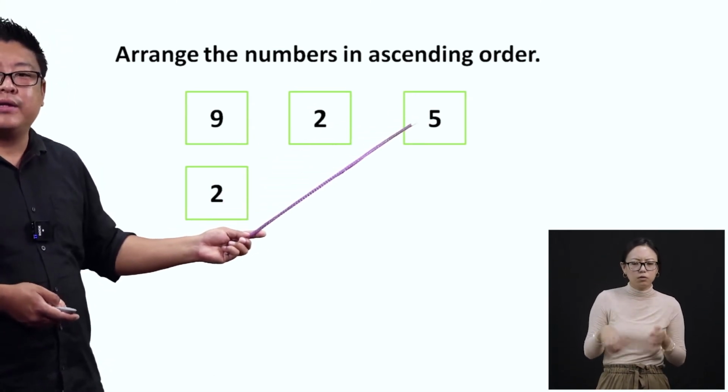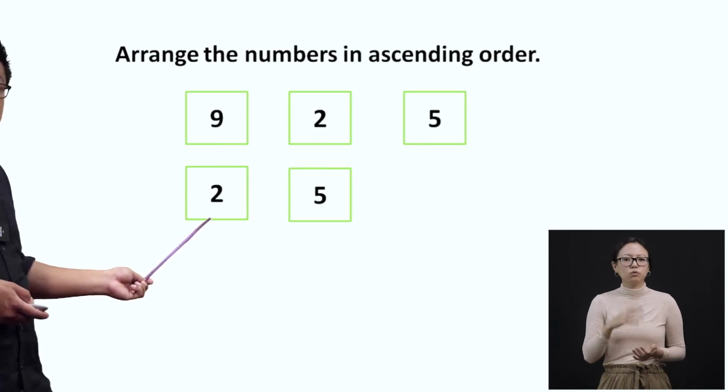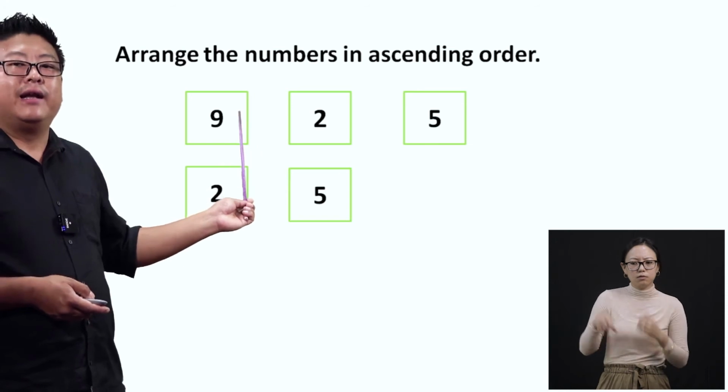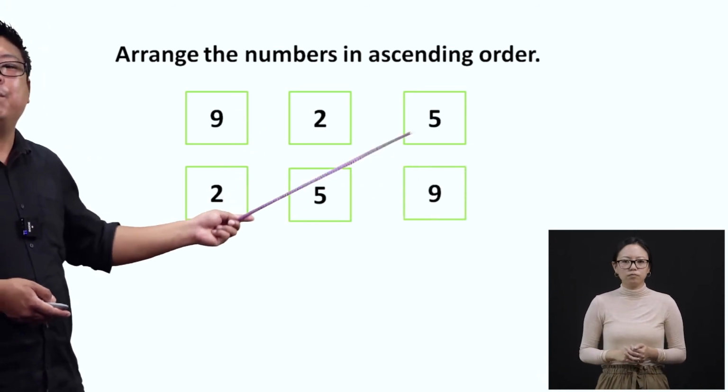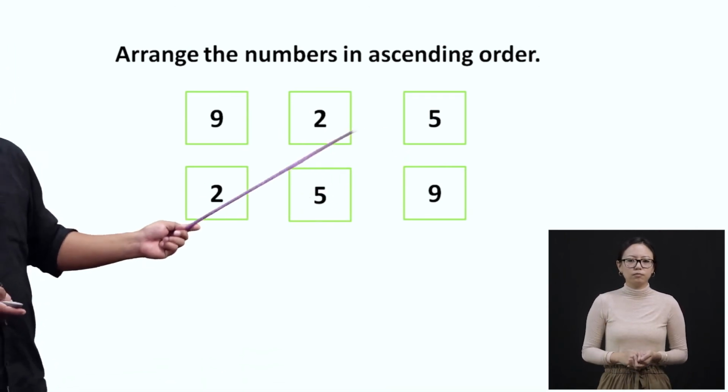So we're going to take 5 in the second position, right? So we have 2, 5, and the last number is 9. So that is the biggest number. All right, children? So this is an example of ascending.